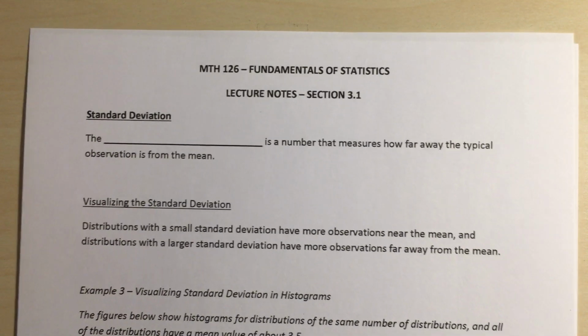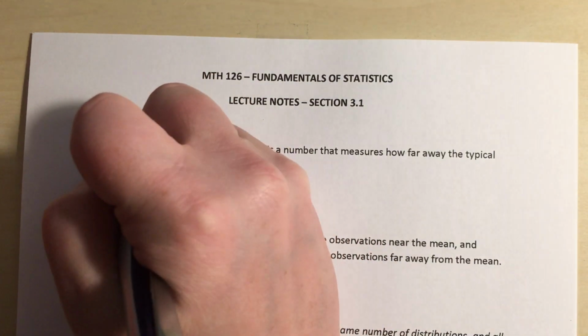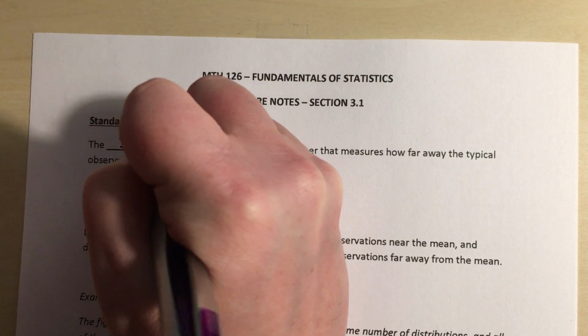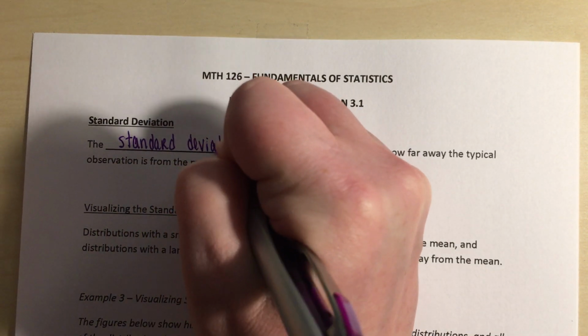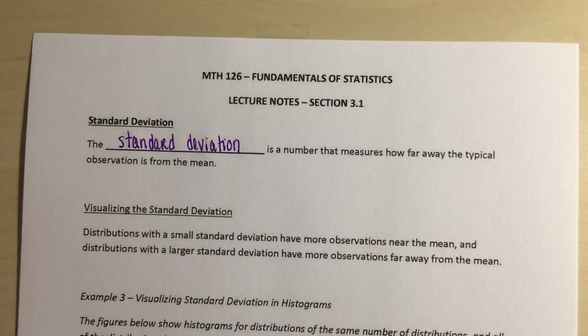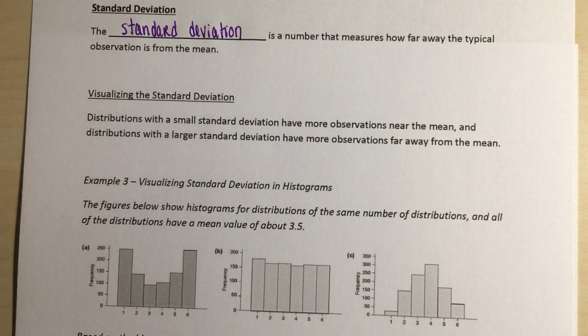So what we're going to use in order to do that for our symmetric distributions is use something called the standard deviation. So the standard deviation is a number that measures how far away the typical observation is from the mean. Right? So how spread out is that data value from our mean. Right, just like we did with our mean, we're going to start by visualizing it and talking about it in context. Right, so distributions with a small standard deviation have more observations near the mean. Distributions with a larger standard deviation have more observations far away from the mean.